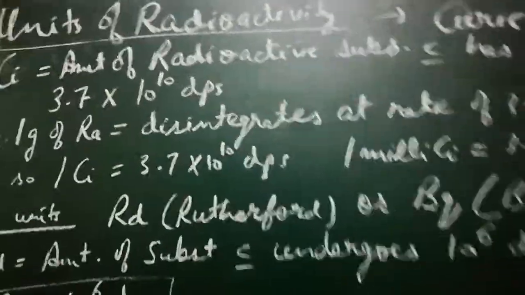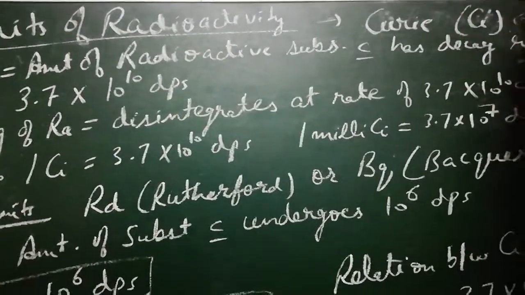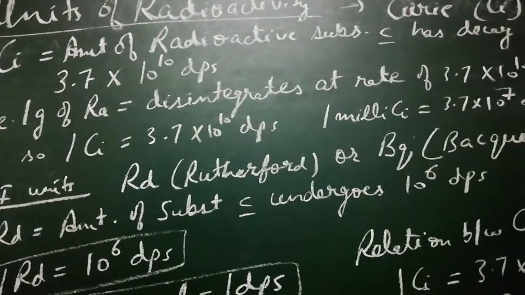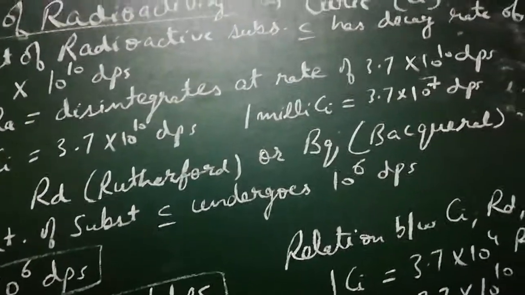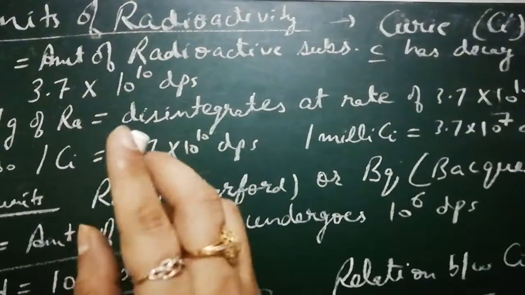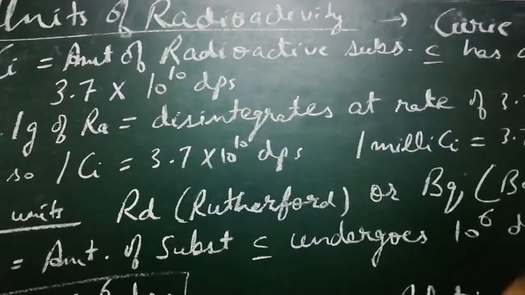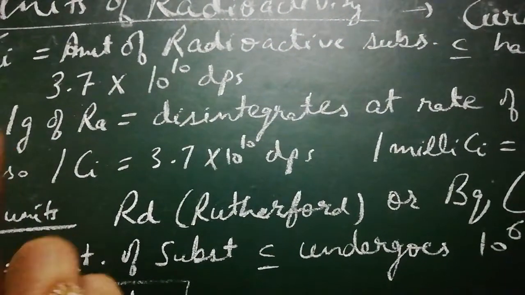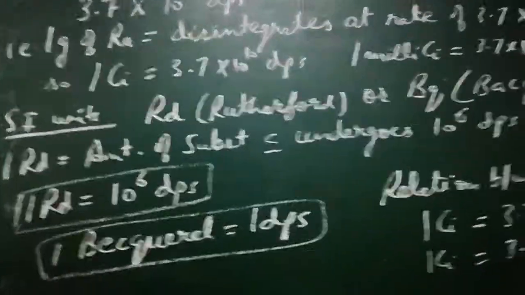So now we will discuss the units of radioactivity. Radioactivity is defined in terms of Curie, written as Ci. What is Curie? Curie is the amount of radioactive substance which has a decay rate of 3.7 into 10 to power 10 disintegrations per second. That is, the amount of radioactive substance showing 3.7 into 10 to power 10 disintegrations in 1 second will be called 1 Curie.